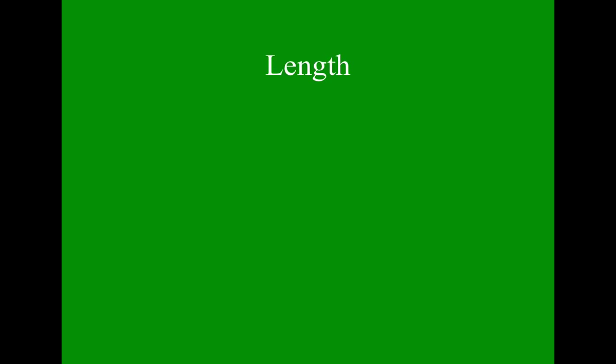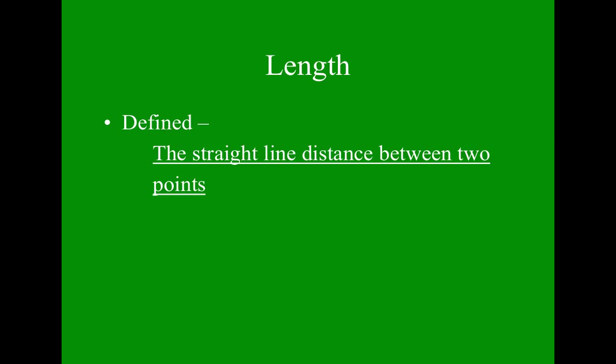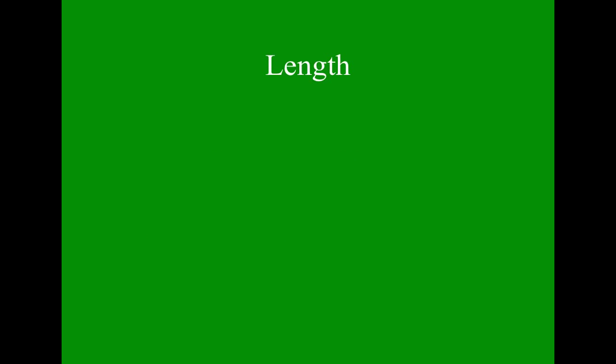The first measurement we're going to talk about is length, and length is defined as the straight line distance between 2 points. And the measuring tool that we use for this is the ruler. Now, if you look at the scale on a ruler, most rulers have 2 sides. Our meter sticks have 2 sides, and the regular rulers that we use in class also have 2 sides. One side has metric markings, and the other side has standard markings. We always will use the metric side of the ruler.